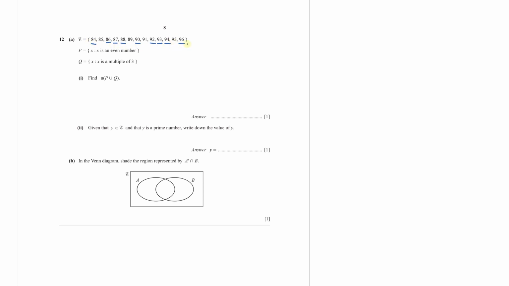So these are the numbers that will be part of P union Q. So how many are there? 1, 2, 3, 4, 5, 6, 7, 8, 9. So your answer would be 9. Given that y belongs to this set and that y is a prime number, write down the value of y.